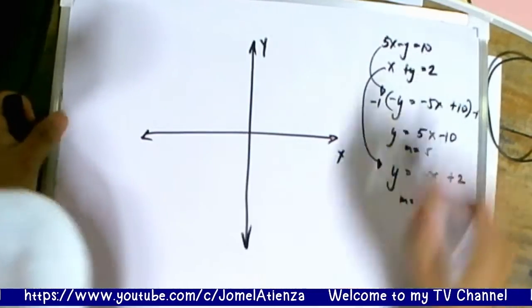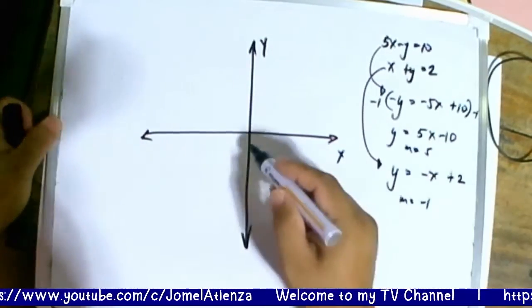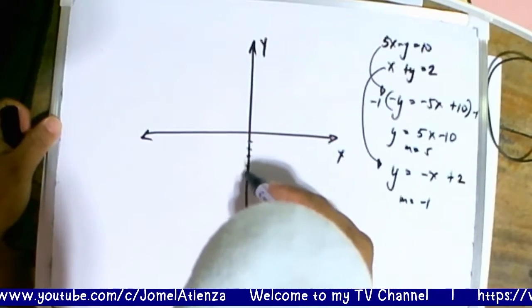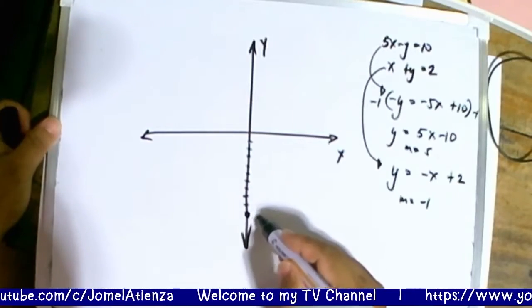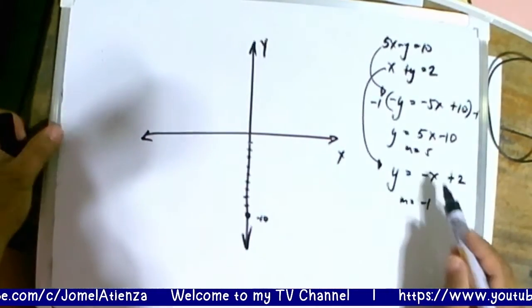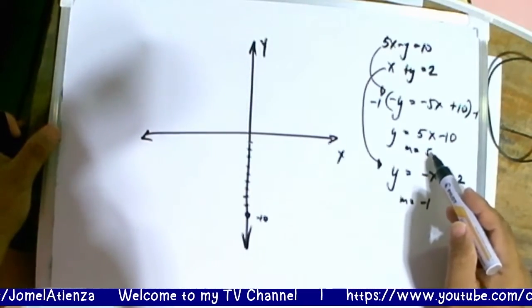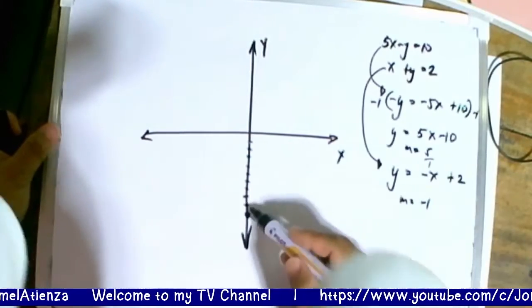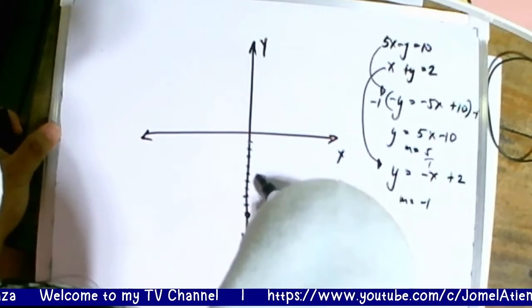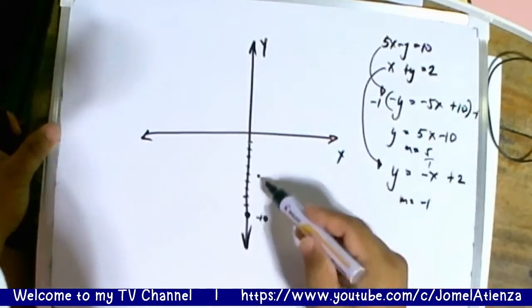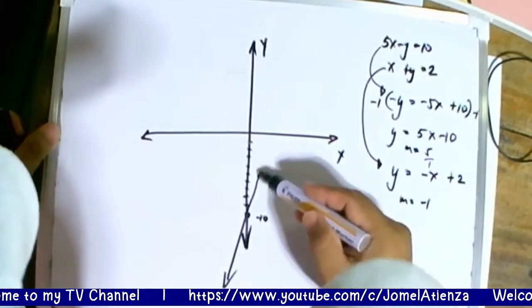Okay. So, the first equation, ang ating y-intercept ay negative 10. So, we have 1, 2, 3, 4, 5, 6, 7, 8, 9, 10. So, ito yun. Negative 10. Okay? And then, to get the second point, rise over run, which is 5 over 1. So, 1, 2, 3, 4, 5. And then, papunta tayo ng right kasi positive siya. So, therefore, ito yung ating graph.